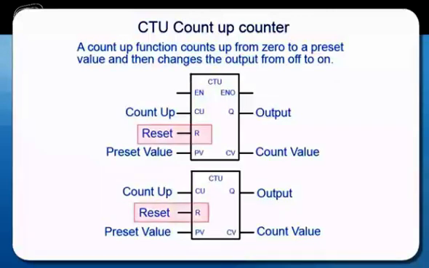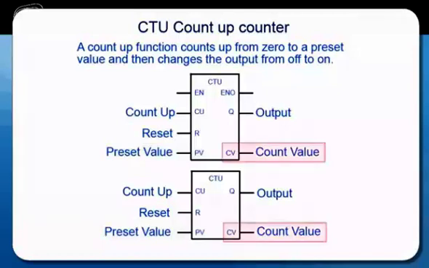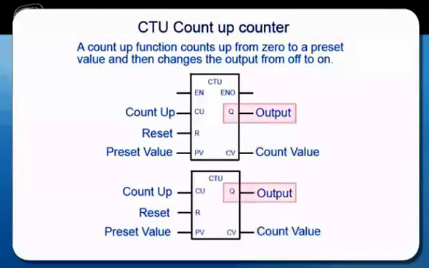R is the reset input that when switched on will return the count value back to 0. PV is the preset value, which is an integer that the count value will count up to. CV is the count value and displays the number of counts that the counter has currently counted to. Q is the digital output that will switch on when the count value reaches the preset value.